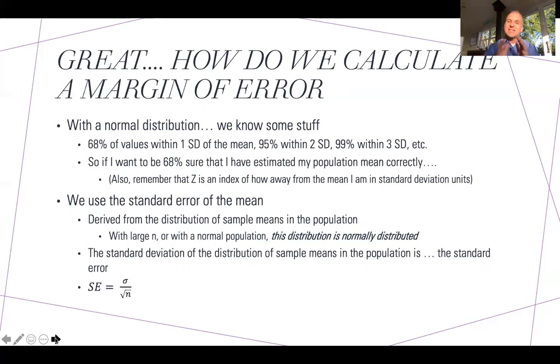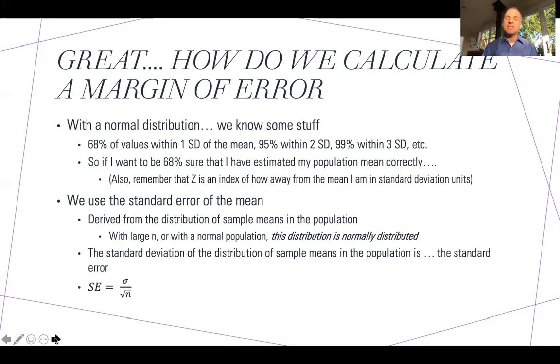I know that 68% of the values in that frequency distribution are within one standard deviation of the mean. I know that 95% are within 2 standard deviations of the mean. 99% are within 3 standard deviations of the mean, right? So I know some stuff that can then tell me how confident I can be.